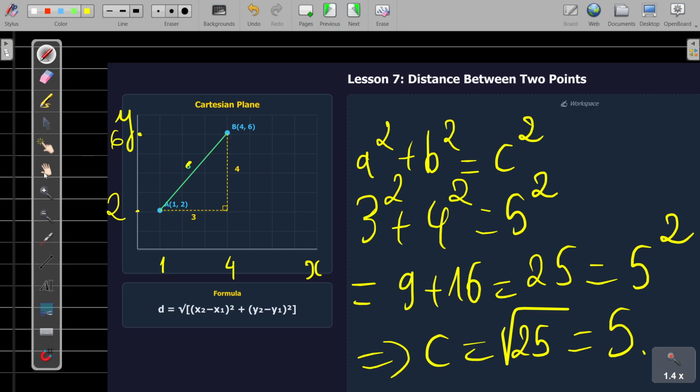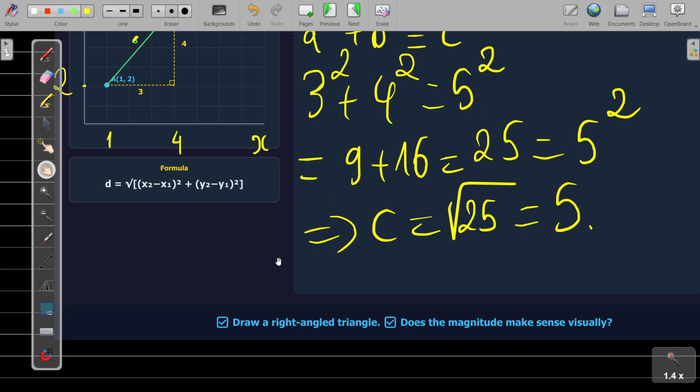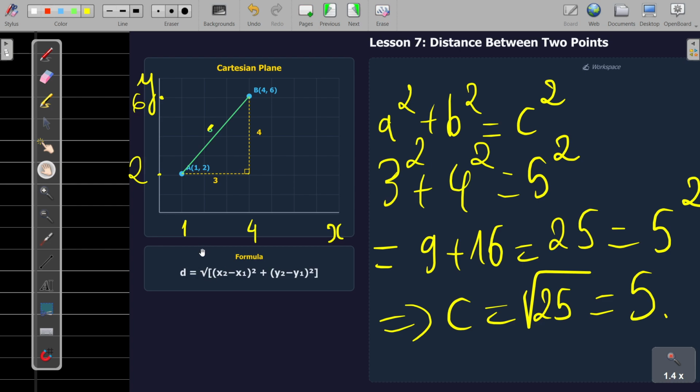Now, of course, we do have some habits. We want to draw a right angle triangle, and we also want to ask ourselves, does the magnitude really make sense visually? So let's look at the triangle. The horizontal is 3 and the vertical is 4. The diagonal must be the longest side, and because 5 is bigger than 4 and bigger than 3, but it shouldn't be massive. If you forgot to square root at the end and you get something like 25, then you have forgotten to actually square root this, and 25 would actually look 5 times larger than this. So it shouldn't be too massive. So please recheck your answers.